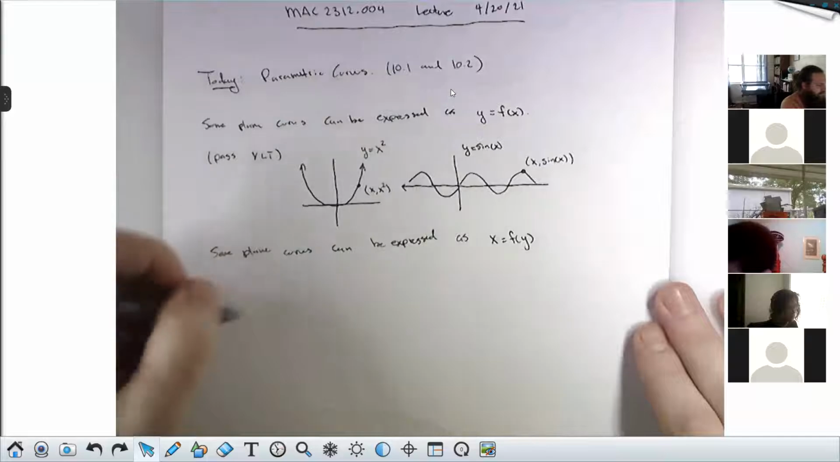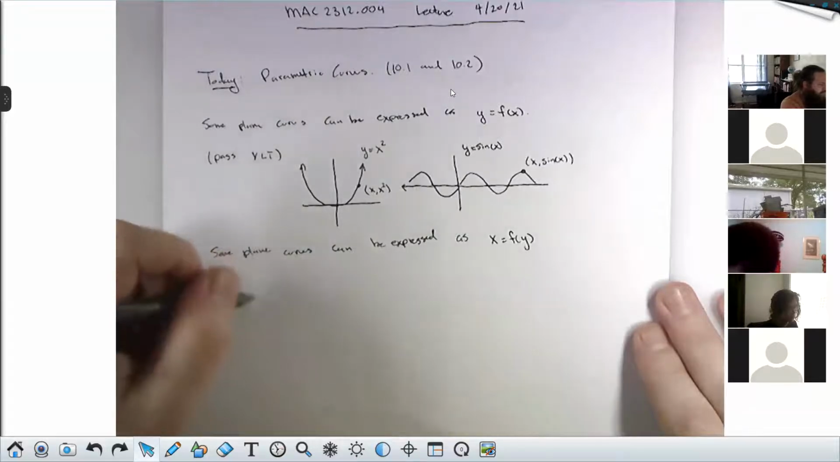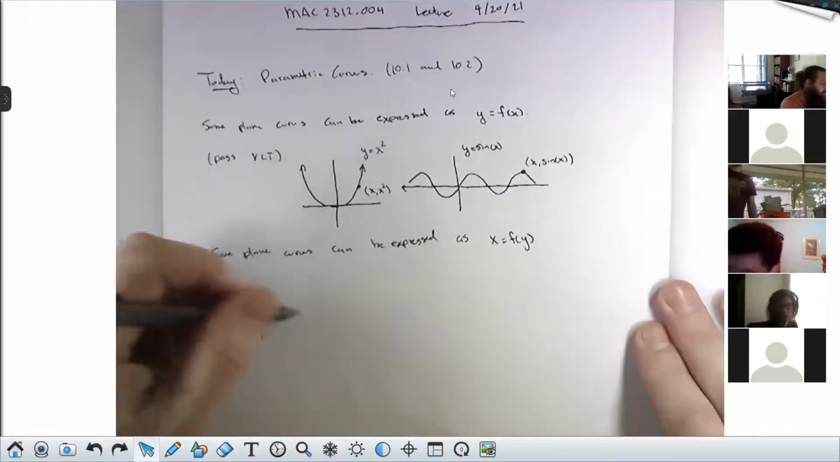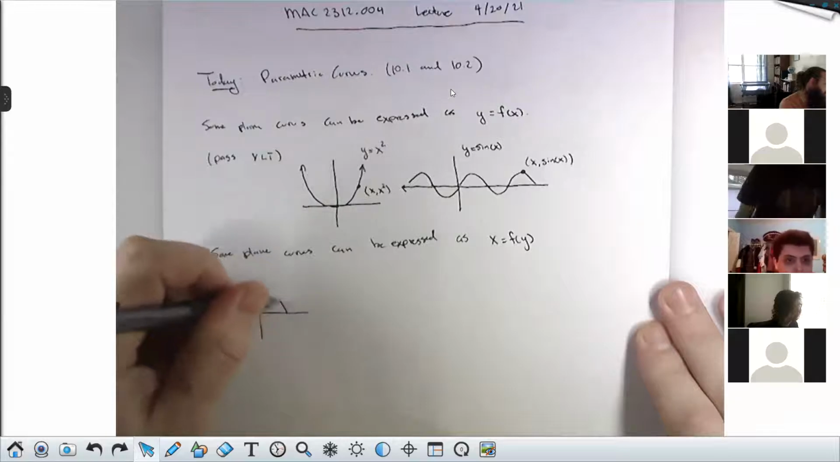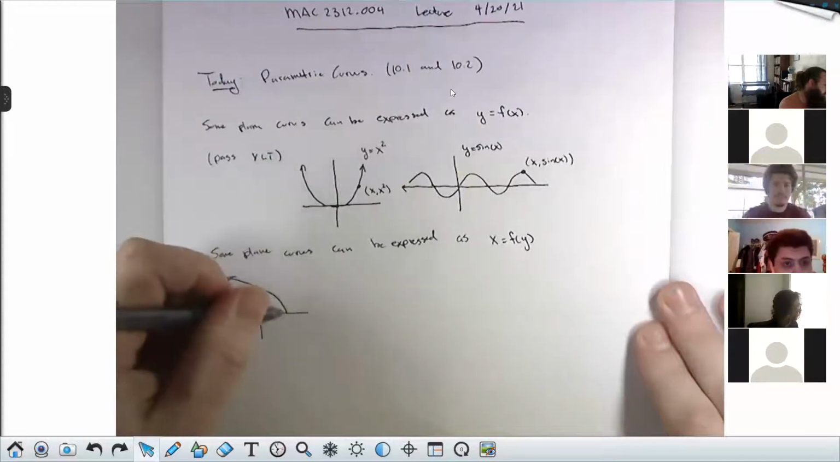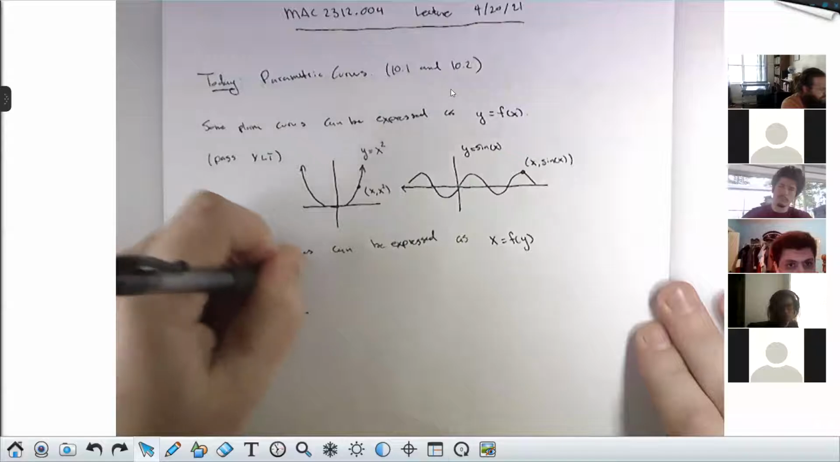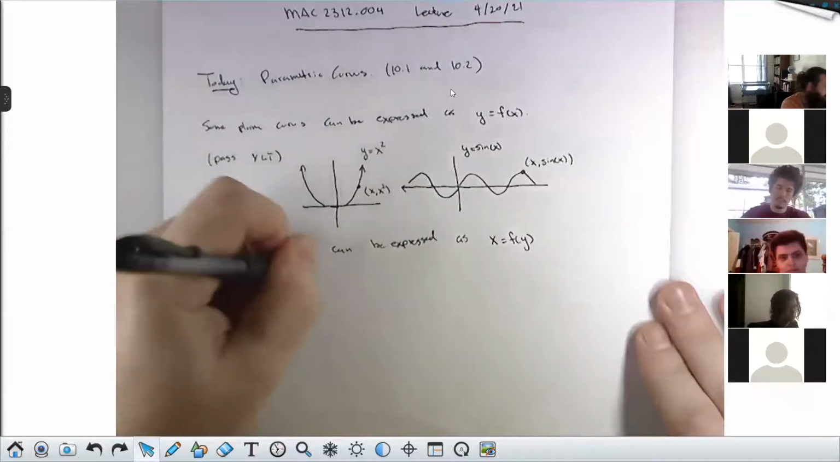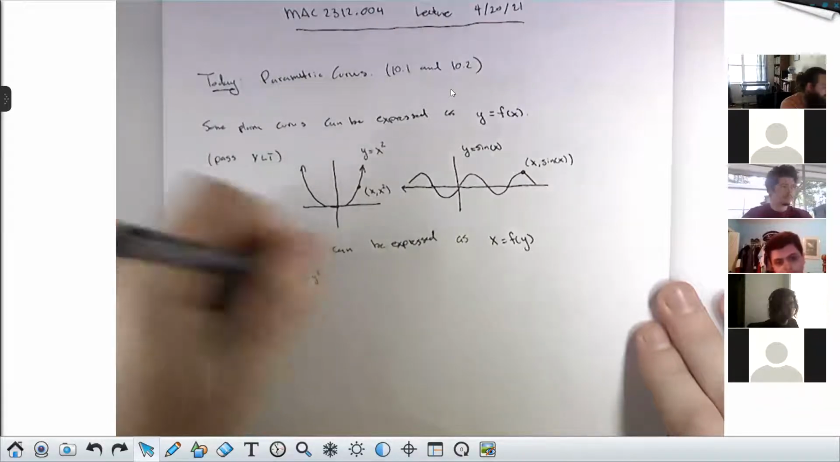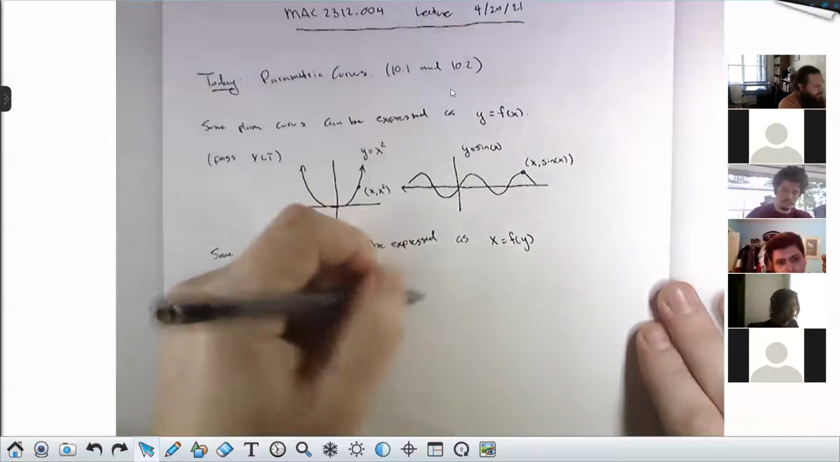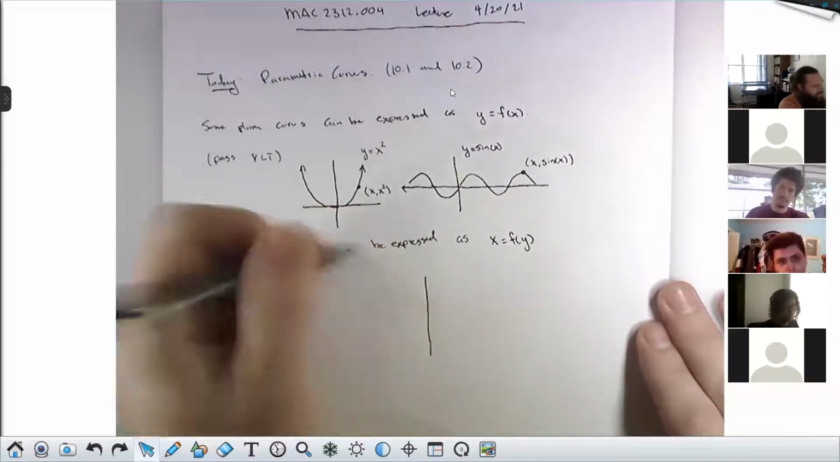These generally don't pass the vertical line test, but these are things like those sideways parabolas that we saw at the beginning of the course when we talked about areas between curves. So this could be like x equals 1 minus y squared.